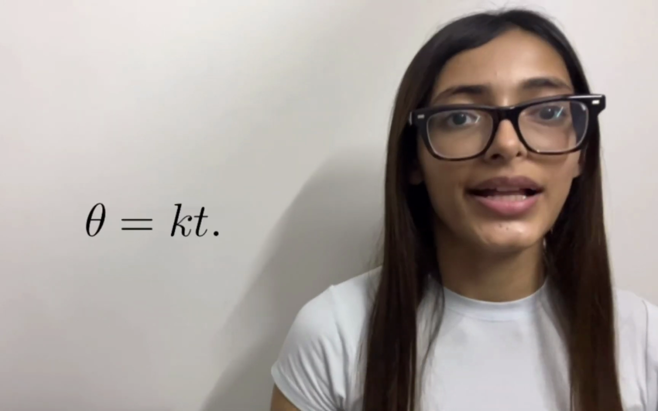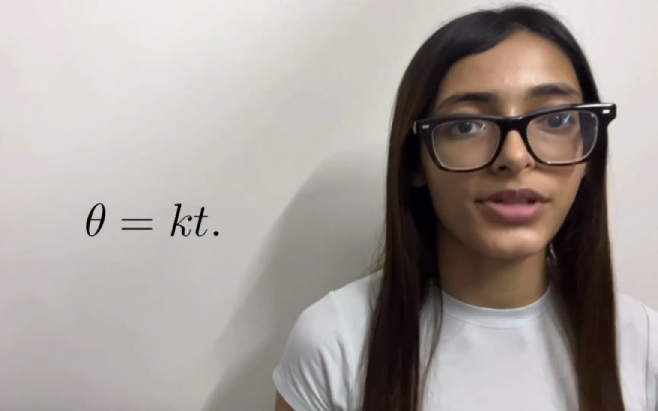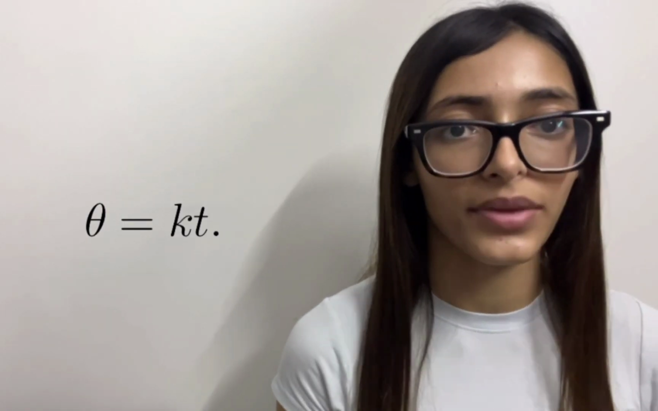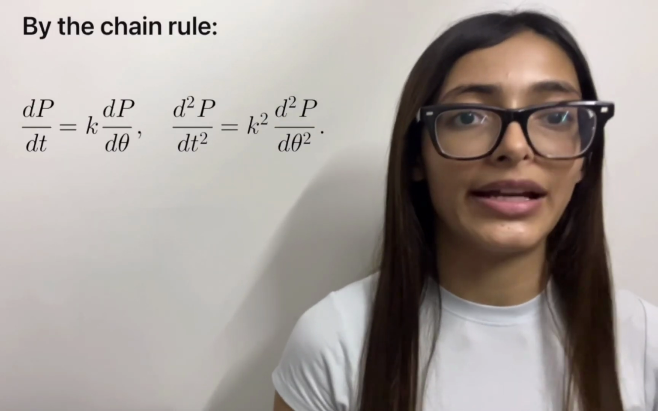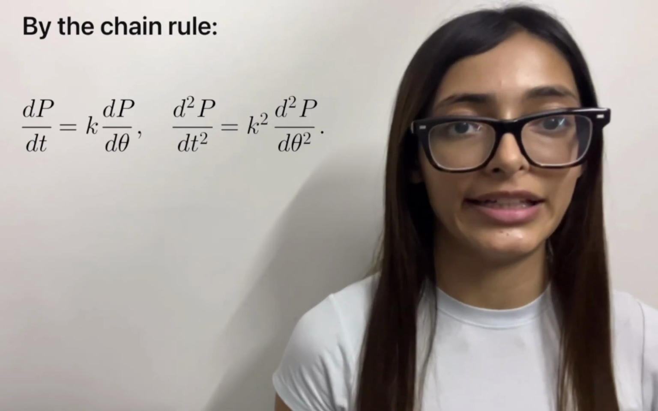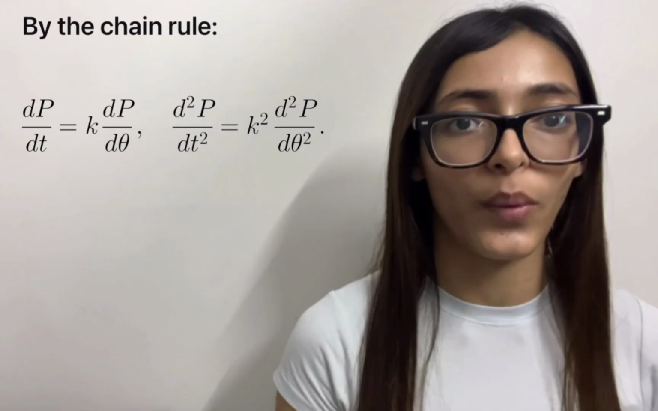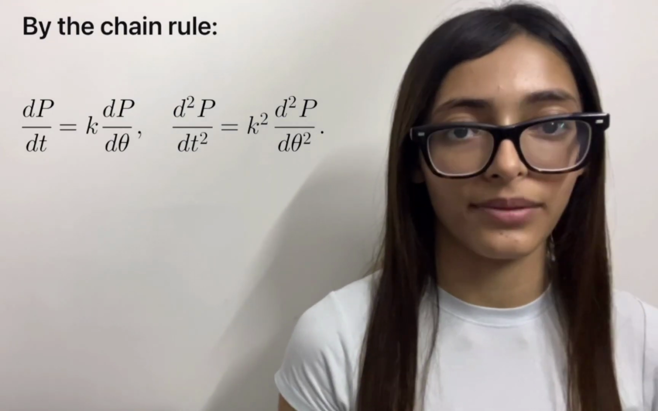Solving in terms of time is possible, but sometimes it is easier to re-express this equation in terms of a new variable that better represents the cycle, say the month of the year or an angle of the oscillation. So we introduce a new variable, theta equals kt. This substitution allows us to study the system more directly in terms of cycles. By the chain rule, dP by dt equals k dP by d theta and d square P by dt square equals k square d square P by d theta square.